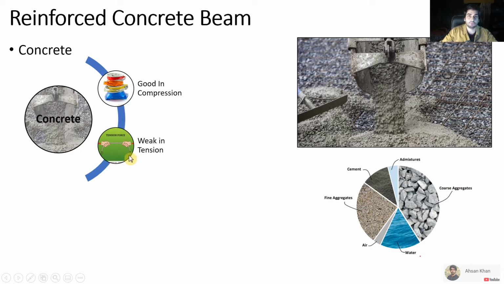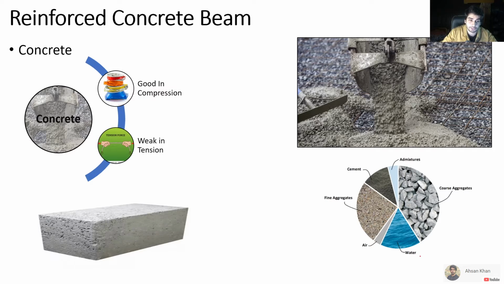And then there's tension, in which you try to elongate things. You try to pull them apart and elongate them. Not everything has both of these properties, right? Some things are good at handling compression, and some are good at handling tension, the elongation. So concrete is a member which is good in handling compression.